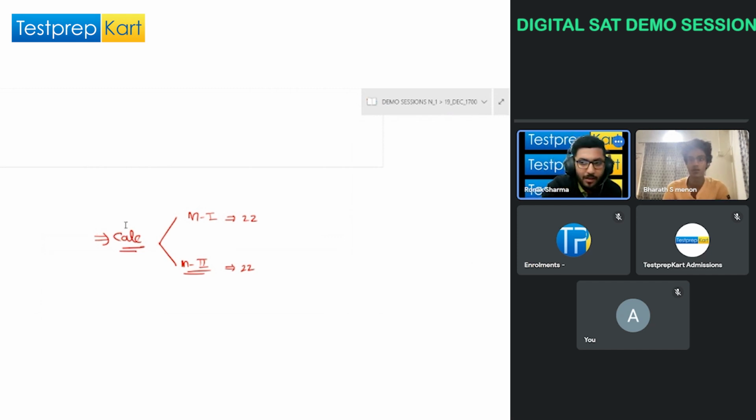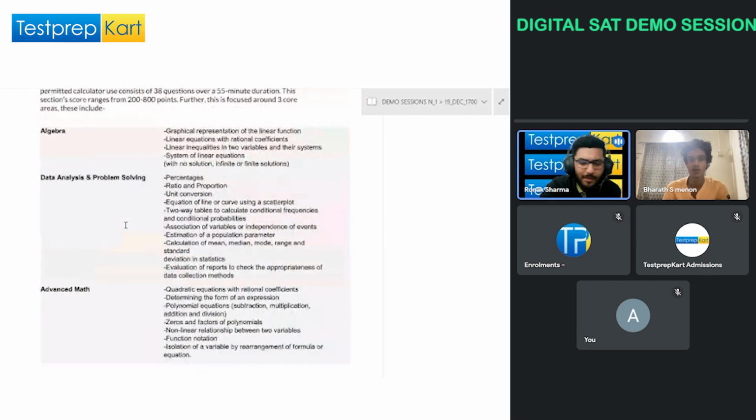Regarding syllabus, I can't see any change in the syllabus. It is still the same thing. So we have 3 major units in the syllabus. One is the algebra we talk about. Then we have data analysis and problem solving, which is more or less statistics only. And then we have advanced math. But now exactly what do we have in them?